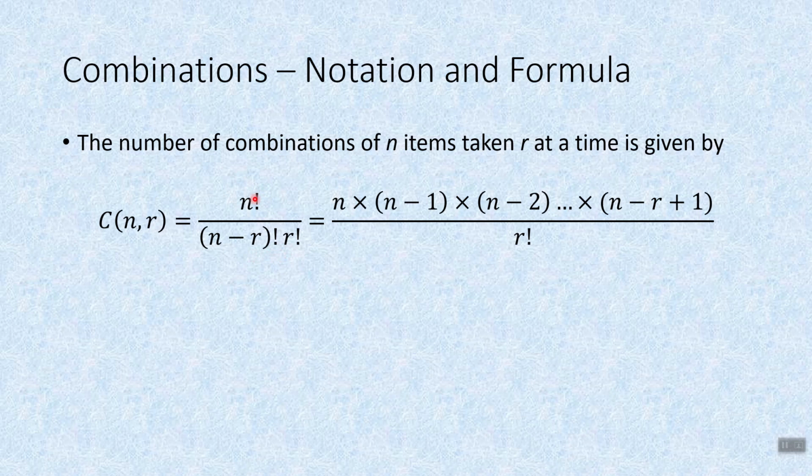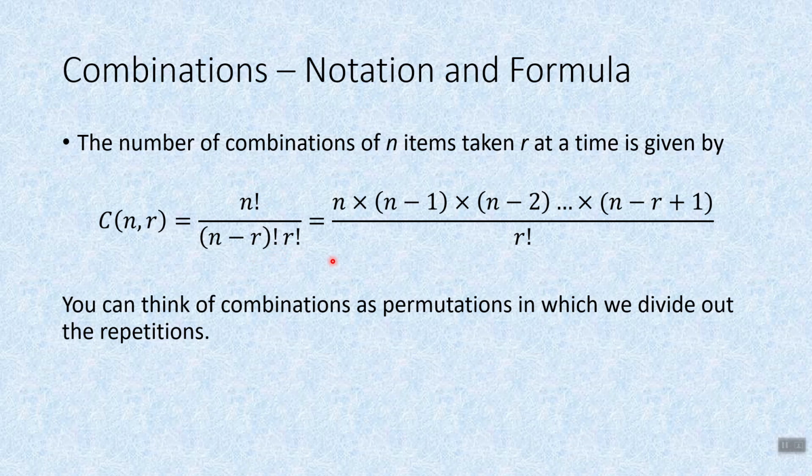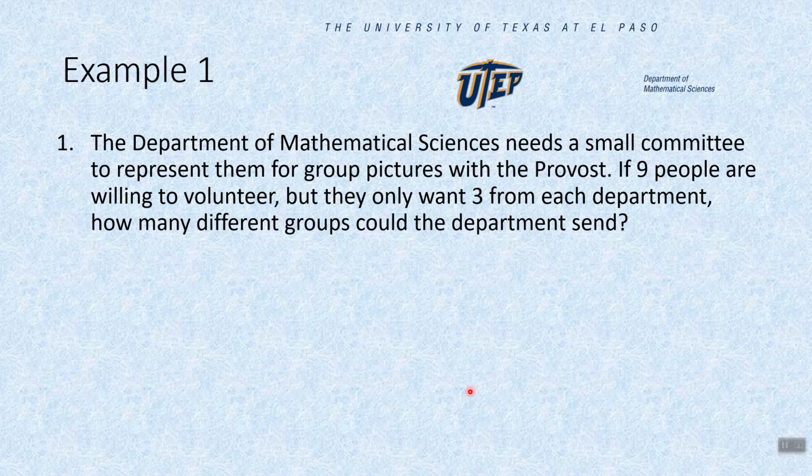And this formula should be kind of recognizable. It's really just the permutations formula in which we've divided by r factorial, right? We've just taken out all the repetitions. That's all it is. It's saying, yeah, 1, 2, 3 is the same as 3, 2, 1, so we'll take out all those same groupings of 1, 2, and 3.